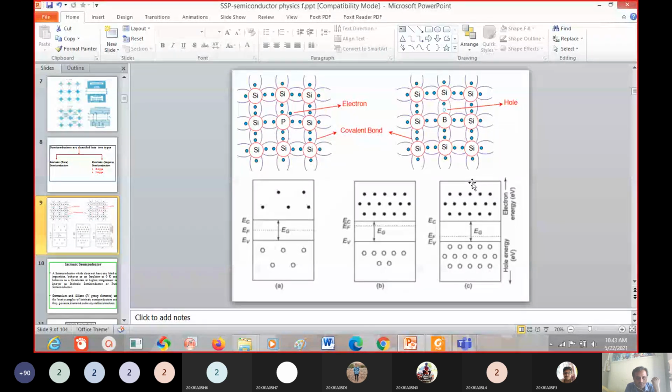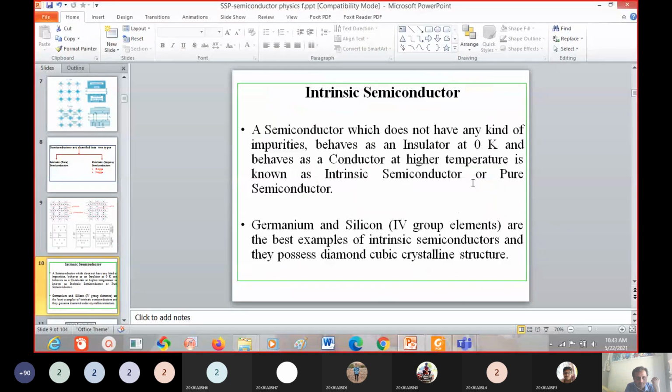Now, here we will discuss intrinsic semiconductor briefly. We already know the definition: intrinsic semiconductors are nothing but pure semiconductors. The Fermi level will be in between the valence band and conduction band. Some introduction will be there here.